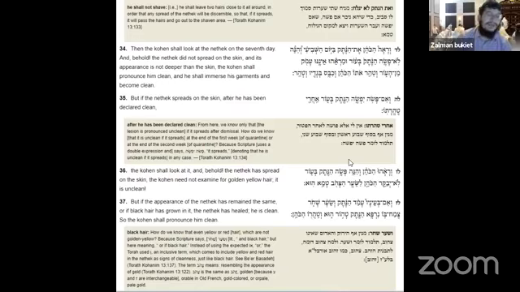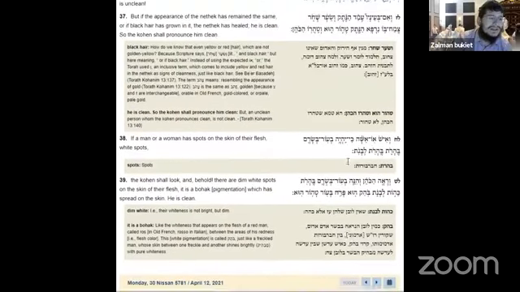Okay, number 37. Here's what happens. V'im b'einav omad hanetek, us'ar shachar tzamach bo, nirpa hanetek tahor hu v'tiharo hakohen. If the netek stays exactly the same, or black hair is growing in it now, then we know that the netek is not a tzaras, he's clean, and the kohen shall pronounce him clean.